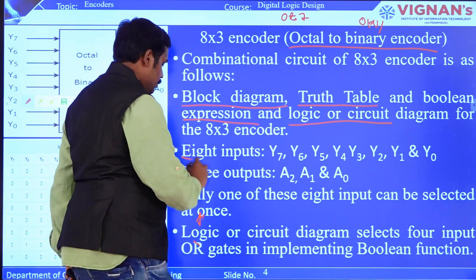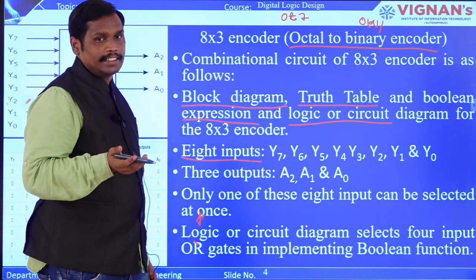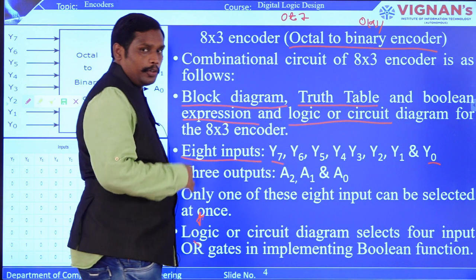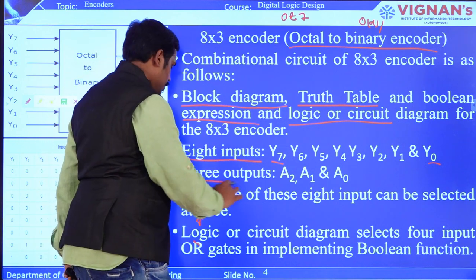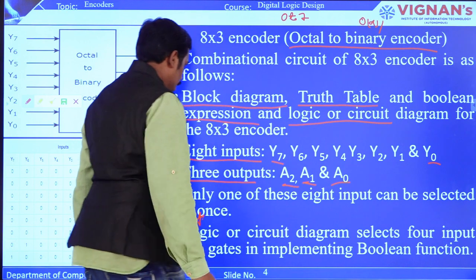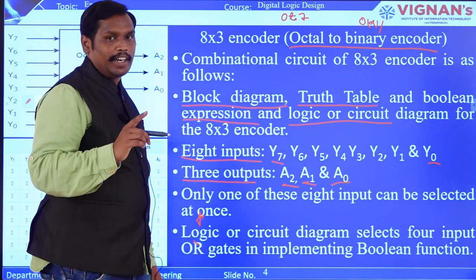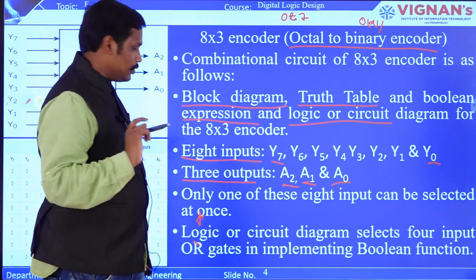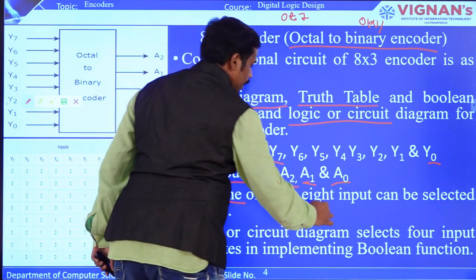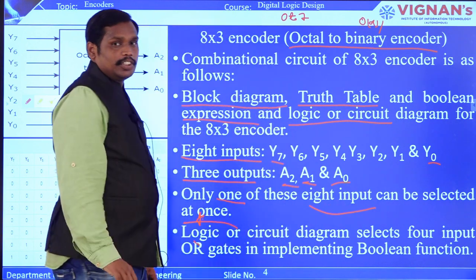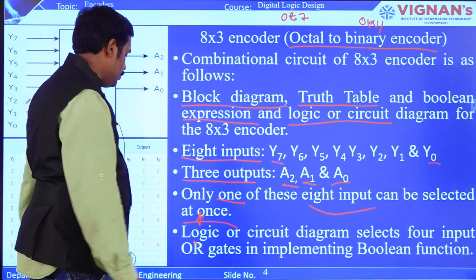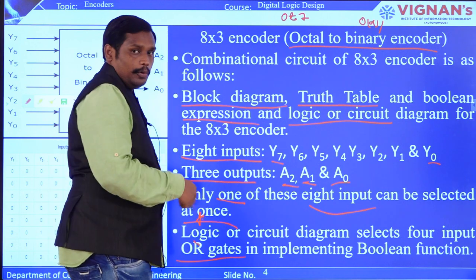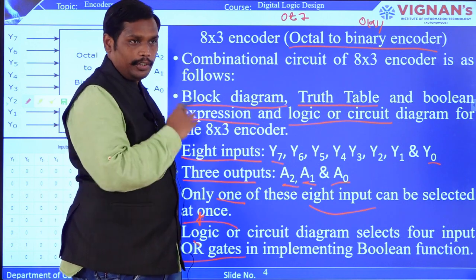Now for this, it is 8x3, so it has 8 inputs and 3 outputs. The 8 inputs are Y7 to Y0, that is how you represent all the inputs, and the 3 outputs are A2, A1 and A0. Only one input gets activated at any moment or any operation. So only one out of 8 inputs is selected at once. This is the procedure we generally follow for the encoding mechanism, and the logic circuit will have 4 OR gates. We'll see how this is implemented with the logic circuit in the next slide.